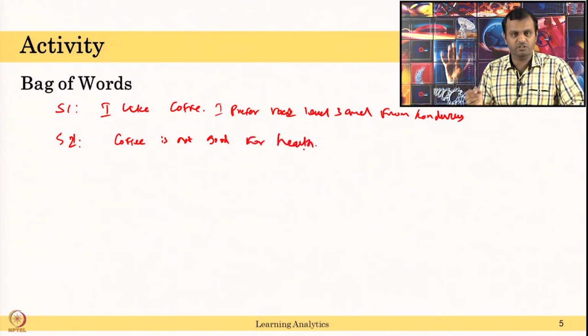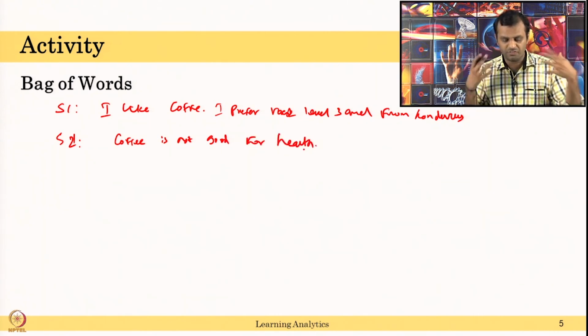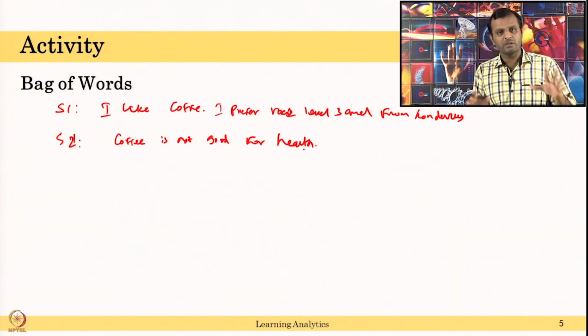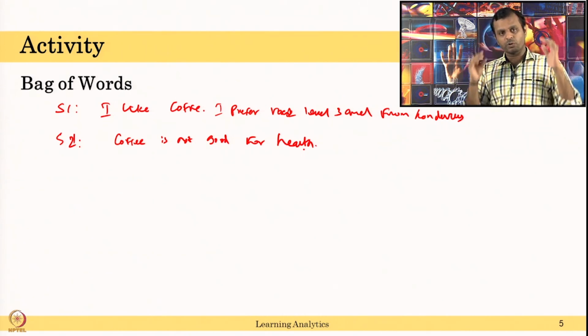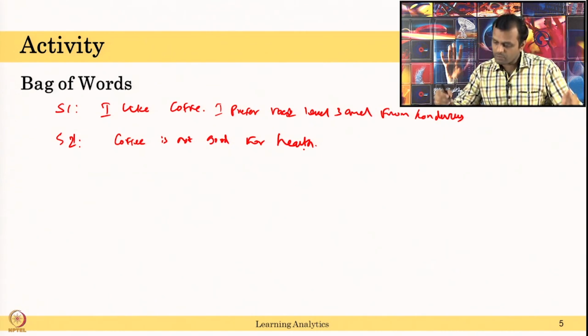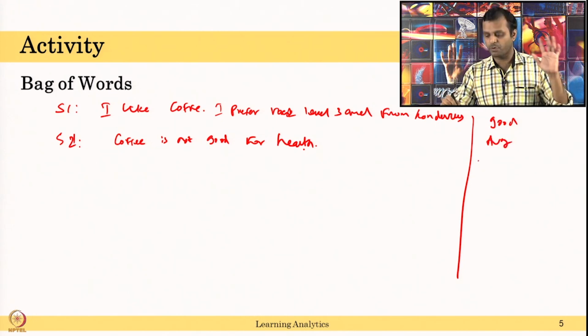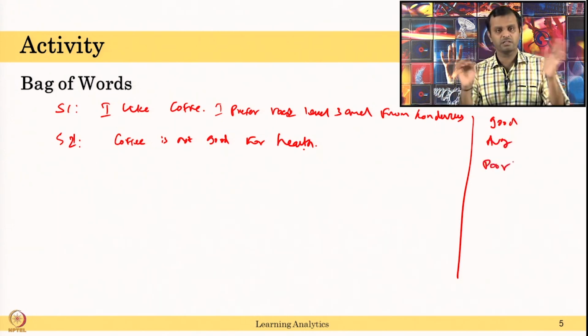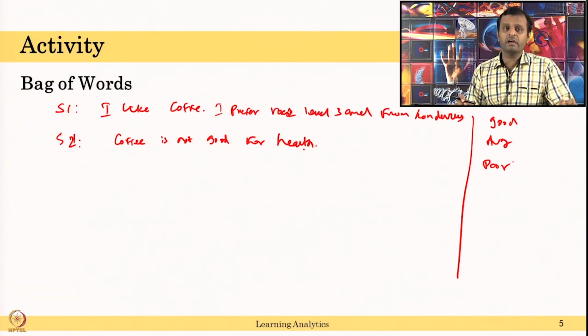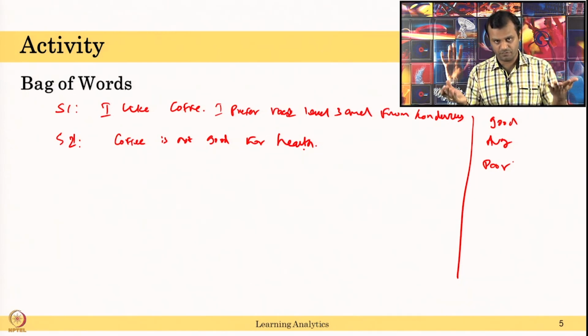Maybe someone doesn't like coffee, or someone says coffee is very important, good for the heart, all these things come up. So, there are 100 students who wrote this kind of essay about coffee, and you have a teacher grading them as good, average, or poor. Only three grades, let us say good, average, poor. Now, the idea is you have to create a bag of words.